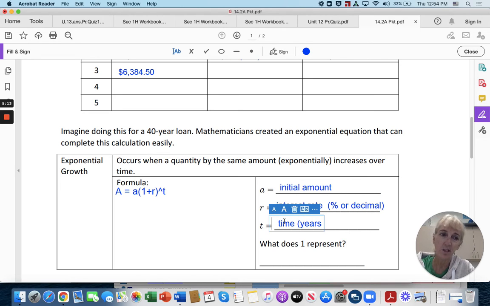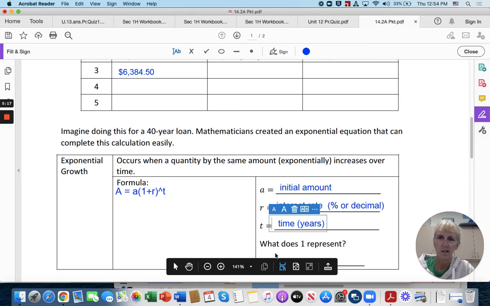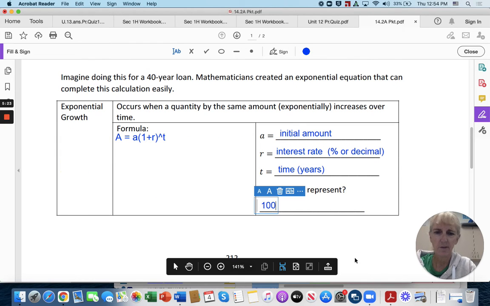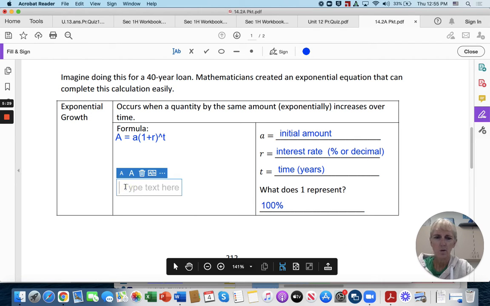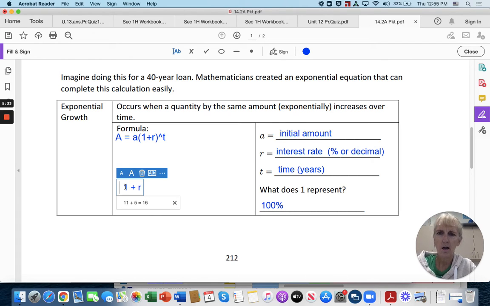So if they say it's for 6 months, then you would put 0.5 for half a year. And the 1 represents 100% of the money invested. Okay. All right. So also 1 plus R is your growth factor.